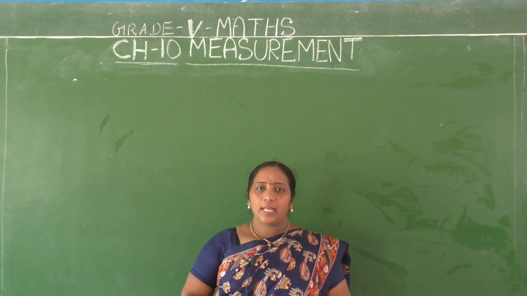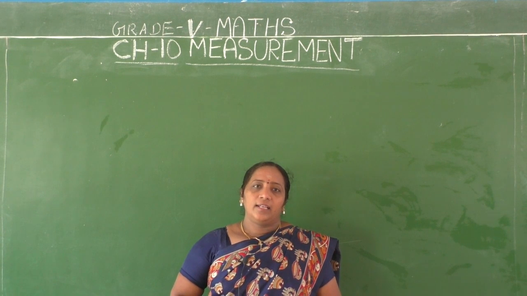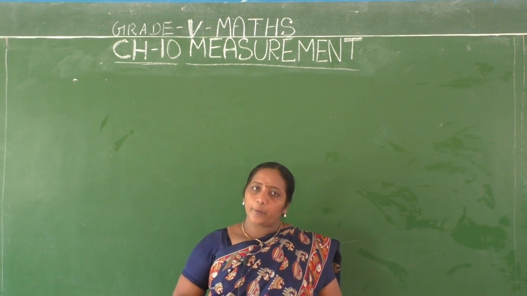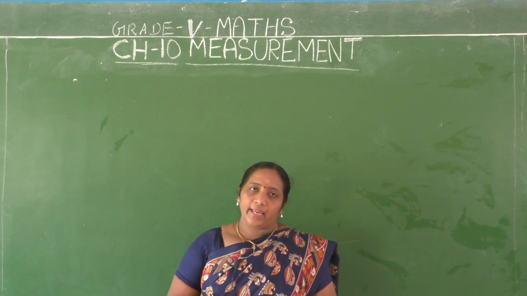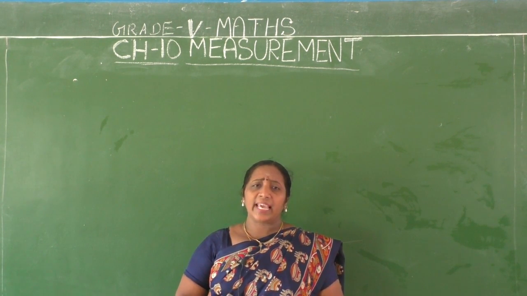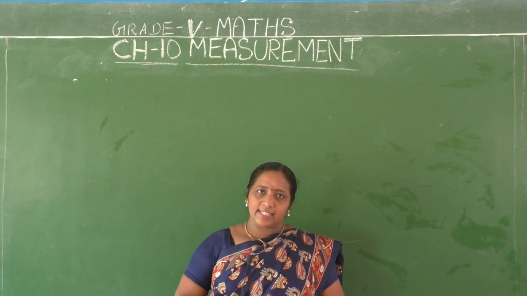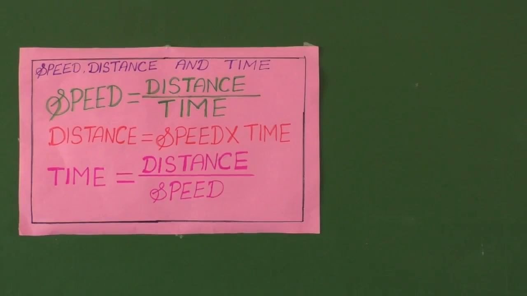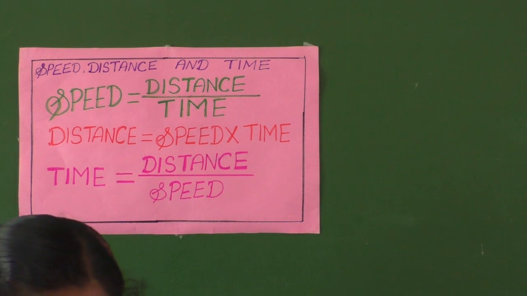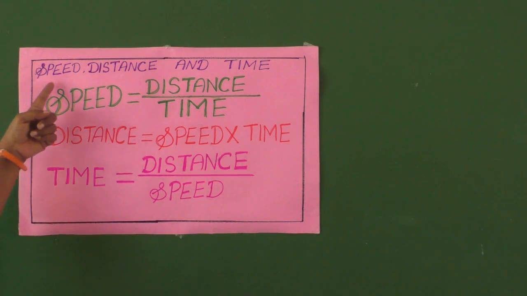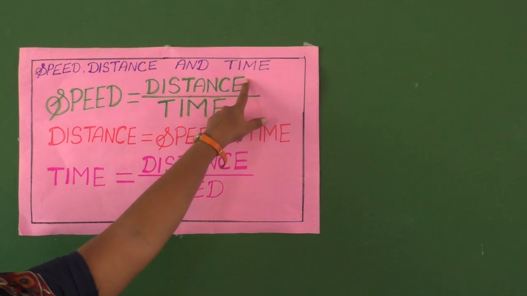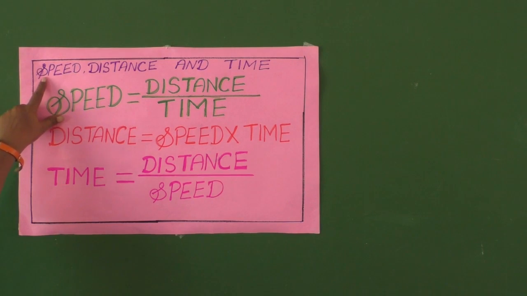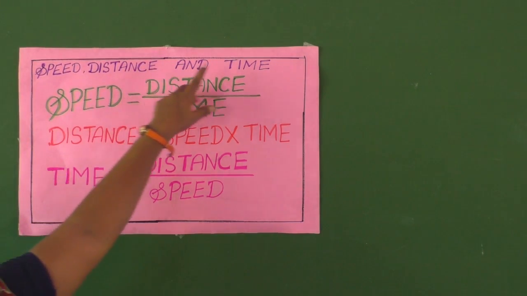In our last video class, we have seen chapter 10 measurement exercise 10.4. Today we are going to see exercise 10.5 in the 10th chapter. In this exercise 10.5 we are going to see speed, distance and time, and how to calculate the speed, distance and time.